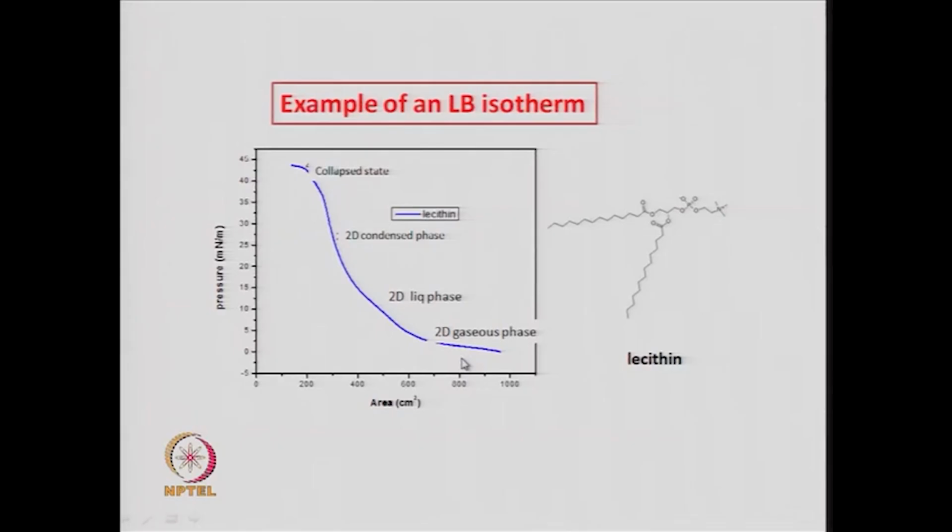So, if you have lecithin molecules on water and you are applying barrier pressure, that means bringing the barriers close together, then you first go from the 2D gaseous phase to a 2D liquid-like phase, then the 2D condensed phase. And then at this point you see there is a breakdown, the pressure no more increases, because the ordered 2D phase has collapsed and the Langmuir-Blodgett film has broken down. So, this is an example of an LB isotherm.